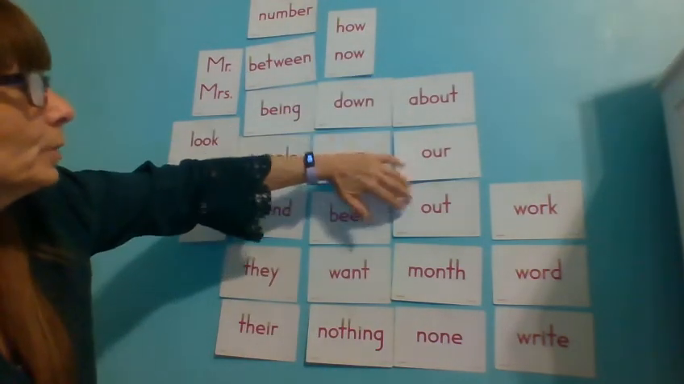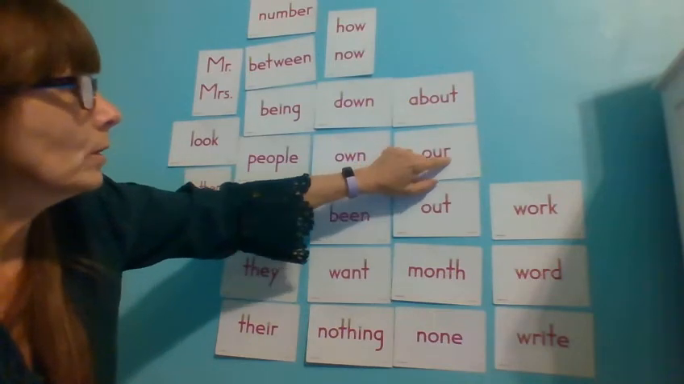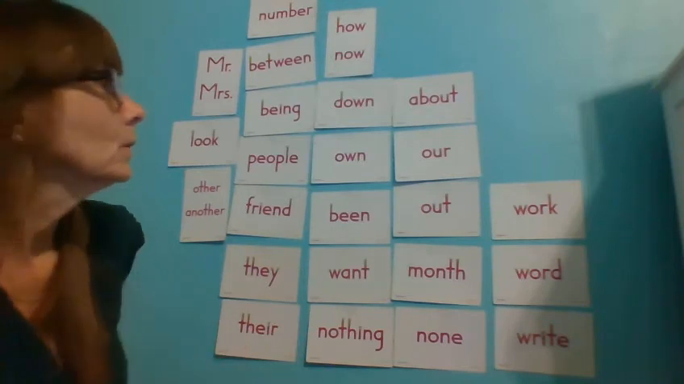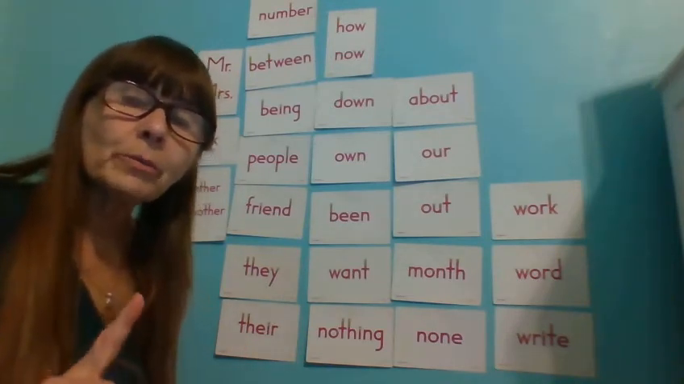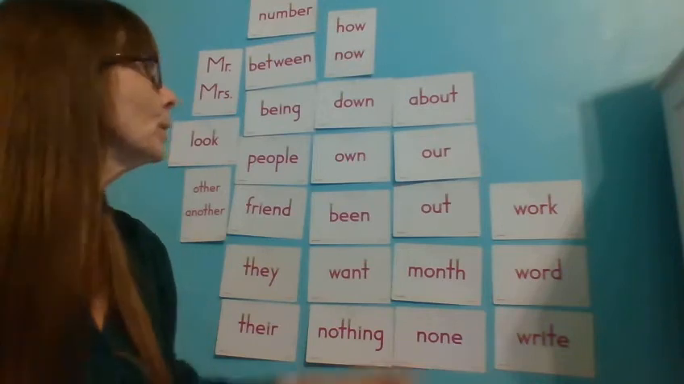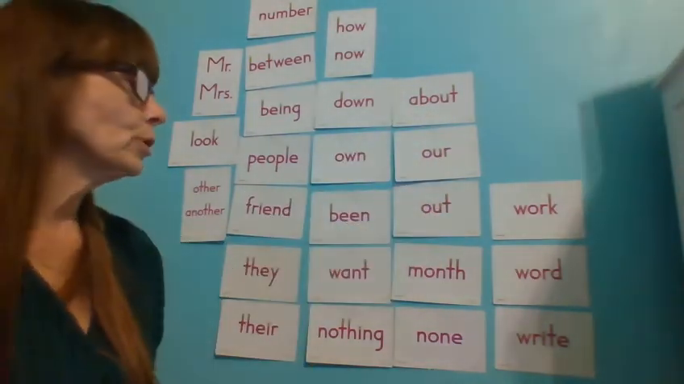Then I put these three together because they're vowel team OU, and in all three words, the OU says the ow sound. Don't forget though, OU can sometimes sound like a oo, like in the word soup. This is about, hour, and out.